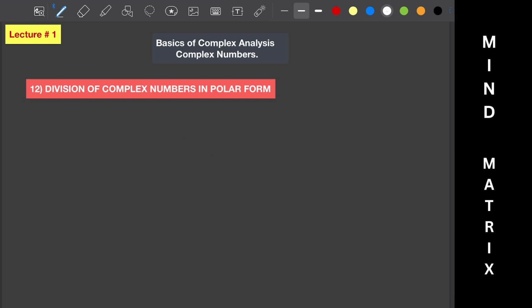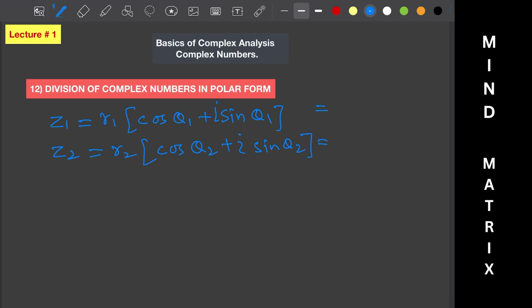Now let's move toward the division of complex numbers in polar form. As we said, we have two complex numbers, z1 equals r1 cos theta 1 plus iota sin theta 1. Similarly, we have z2 equals r2 cos theta 2 plus iota sin theta 2. We are going to convert these two into Euler form. So we have r1 e power iota theta 1, and similarly r2 e power iota theta 2.